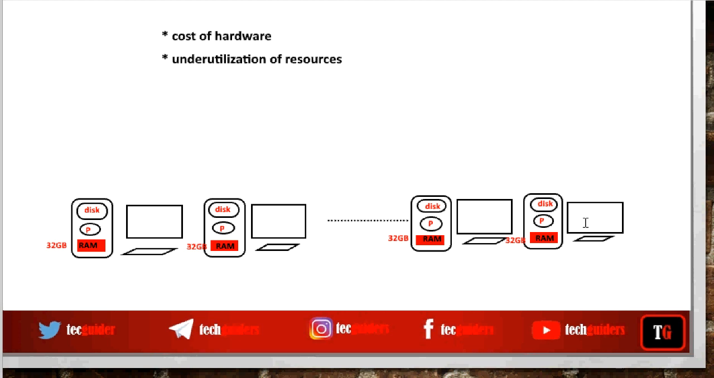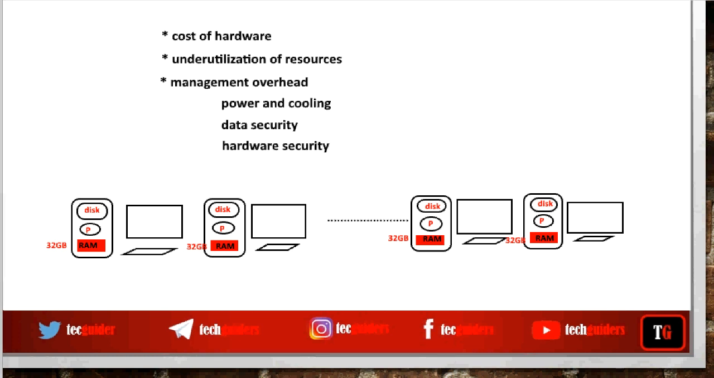Also, since each system is individually associated with its hardware resources, these resources have to be managed and maintained individually. Power and cooling, data security and firmware upgrades, hardware security, everything should be maintained and managed for each individual system. This creates some overhead for the managing personnel and also some cost overhead. Finally, the space required for these hardware resources is more.